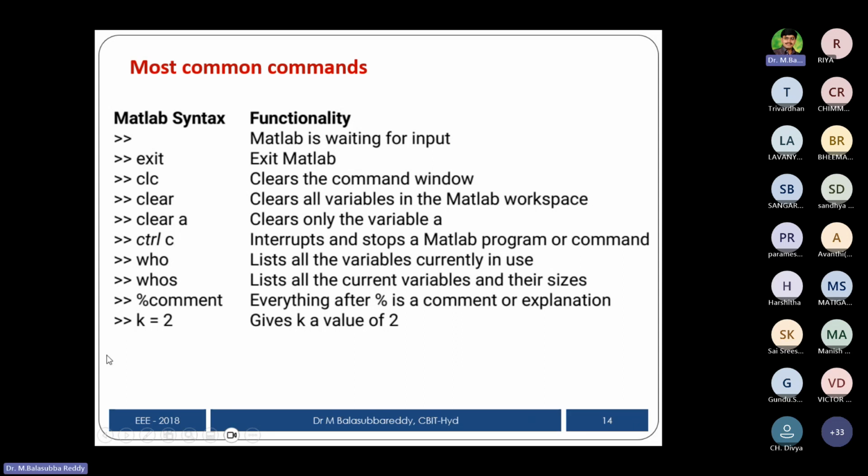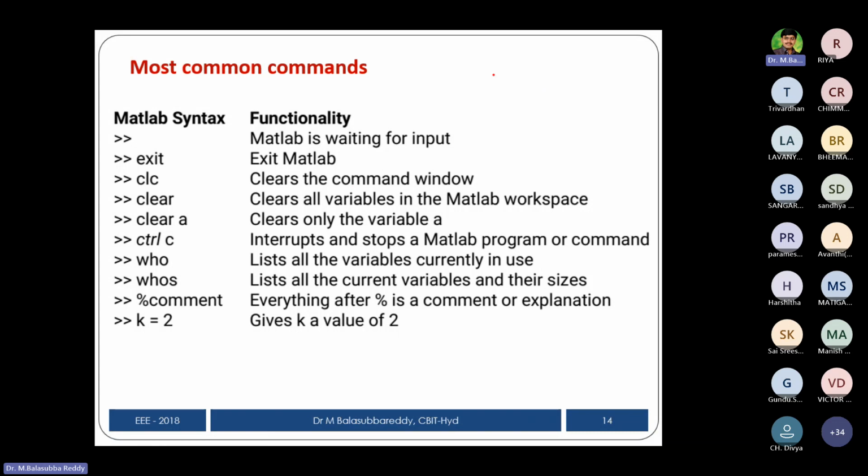And then who lists all the variables currently used. Suppose somebody already used the system and left, and you want to use the same system, you want to see what variables are already available. Otherwise, directly you can clear all. Instead of A, you put all. Then what will happen? All the variables that were used will be cleared, erased completely. That way is also good. Or if you want to see something, you can type who, or whos, which shows the size and all these things. And this percentage sign is very important here in a program part.